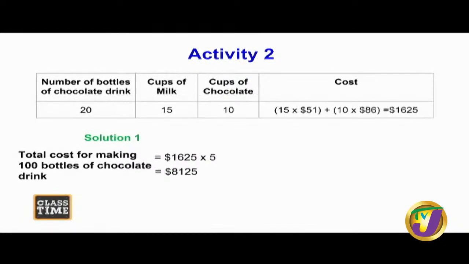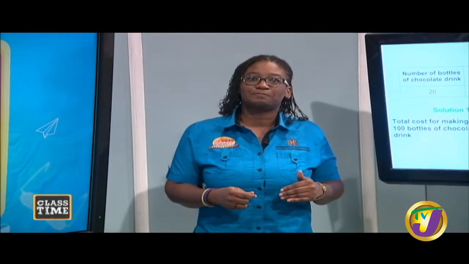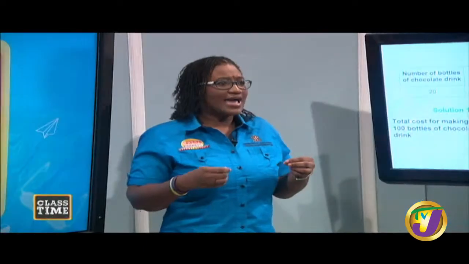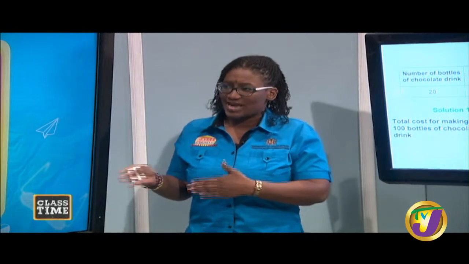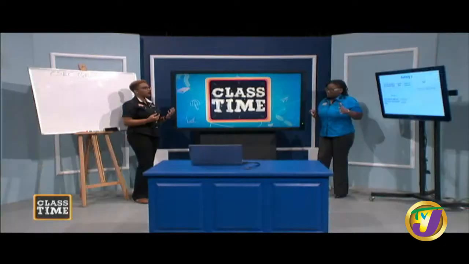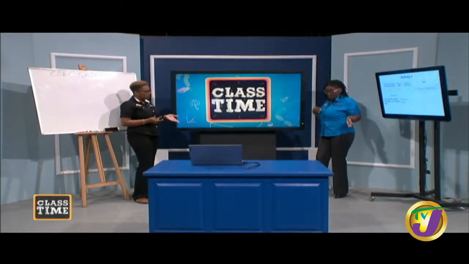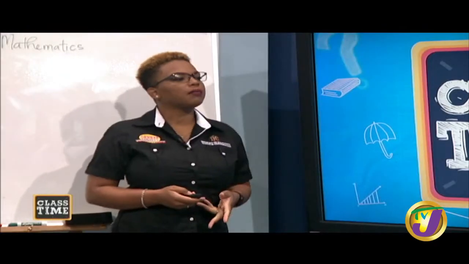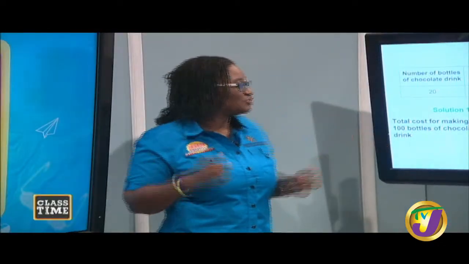But we would have used that table, but as we said earlier, that's not the only strategy we could use. I also know the cost for making 4 bottles is $325. I could figure out how many batches I need to get to 100. Mathematically, I know that 4 multiplied by 25 gives me 100. So 25 batches would take me to 100 bottles. That's an alternative solution that we could use.